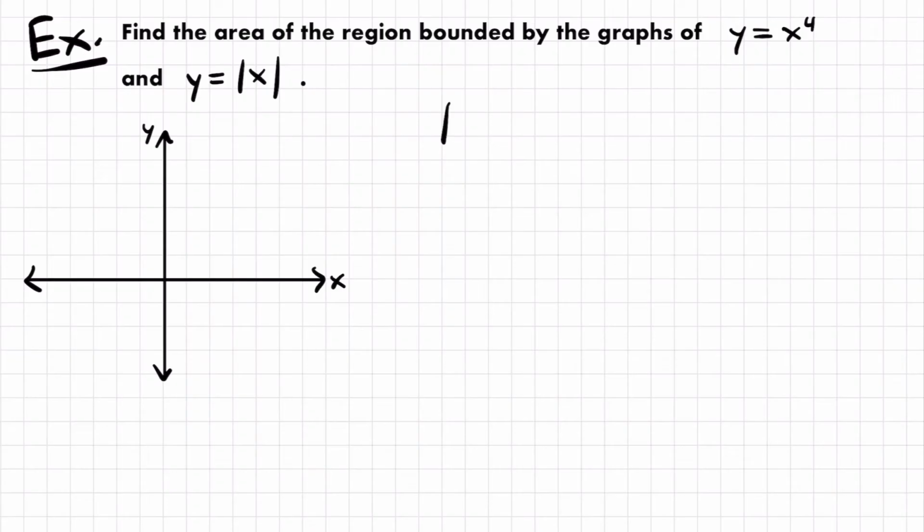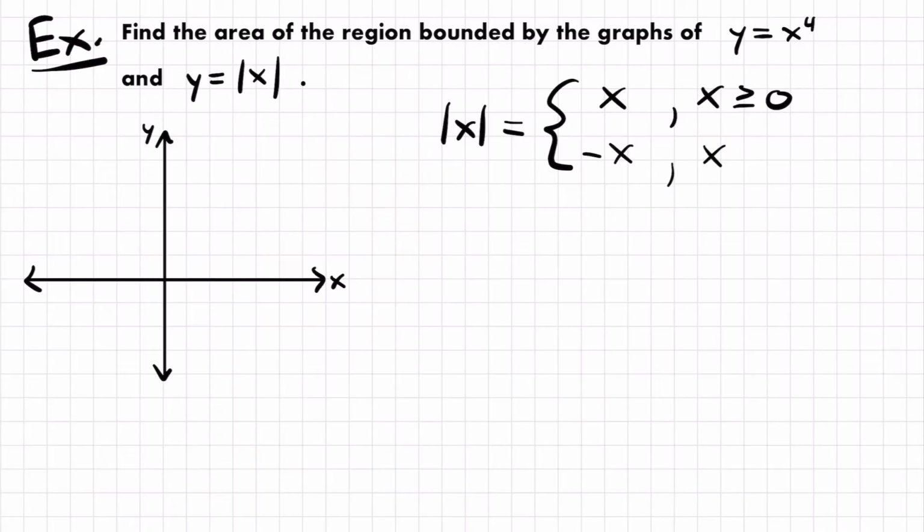We know that the absolute value of x is equal to the following piecewise function, where you have positive x for values of x greater than or equal to 0, and negative x for values of x less than 0. And so what that means is that for all the positive values of x, on this side of our coordinate plane, we will have the line y equals x, which is a diagonal line with a slope of 1. And then for all the negative values of x, on this side of the coordinate plane, we will have a line with a slope of -1.